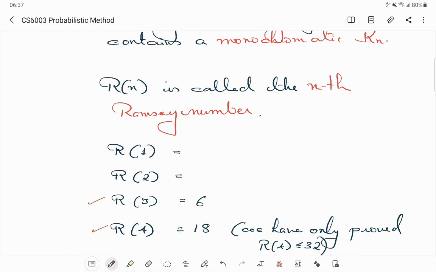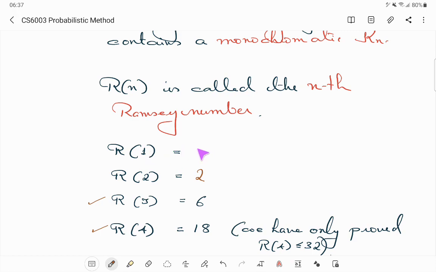Now just to look at these initial cases, what is R2? What is the minimum n so that any two coloring of Kn has a K2? You can see that this is nothing but 2, right? Because this K2 is just a single edge, but now if you have to two color K2, it essentially means you color that edge either red or green. In either case you have a monochromatic K2.